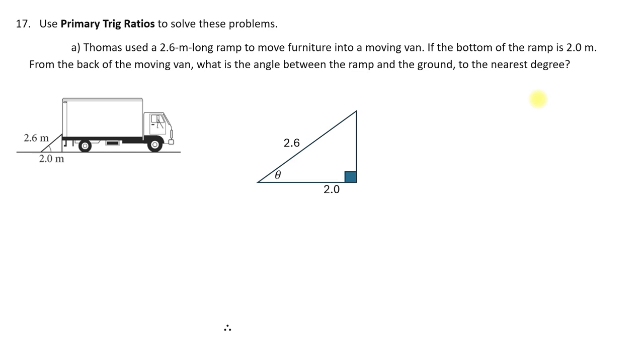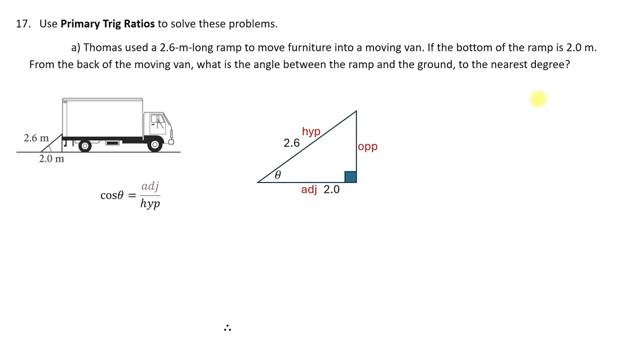Our theta, our angle, which we're trying to figure out, is on the bottom left. So using this reference angle, we can label our triangle. So we're given the adjacent and we're given the hypotenuse relative to the reference angle. The trig ratio that deals with adjacents and hypotenuse happens to be the cosine. So we can say the cosine of theta equals adjacent over hypotenuse.